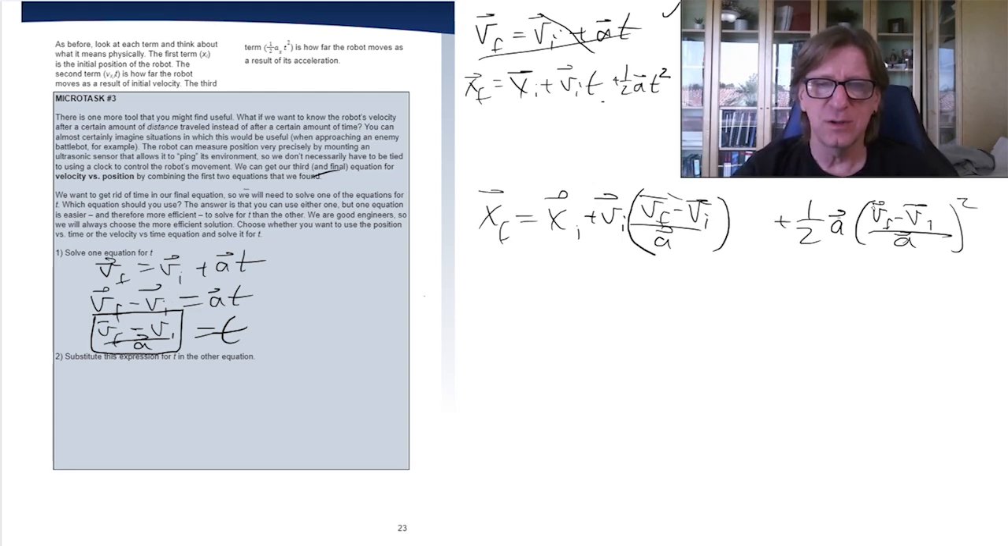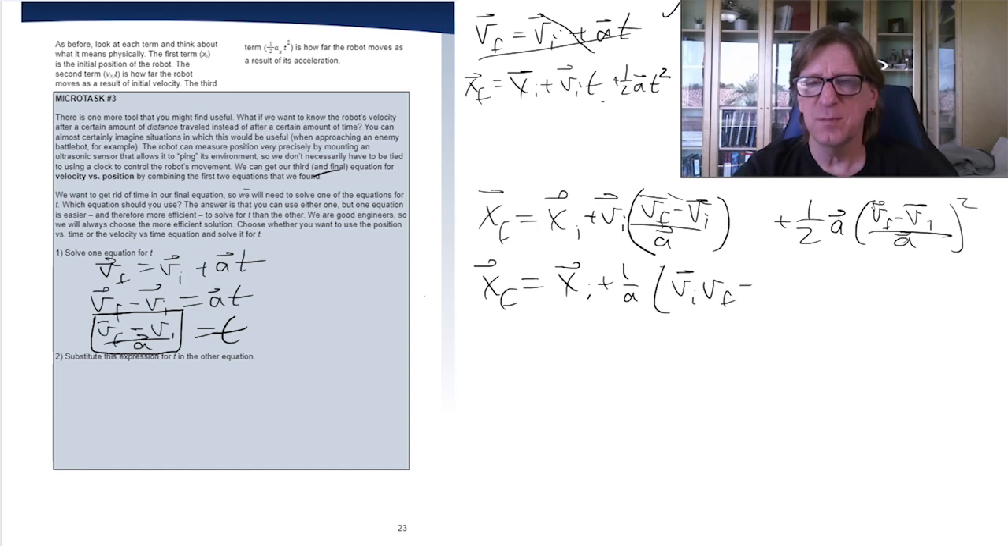All right, so we have xf equals xi. I can't simplify that. But now I can multiply through my vi. So I'm going to say plus 1 over a because I just don't want to have fractions and denominators and things. And I'll have vi times (vf minus vi), squared.